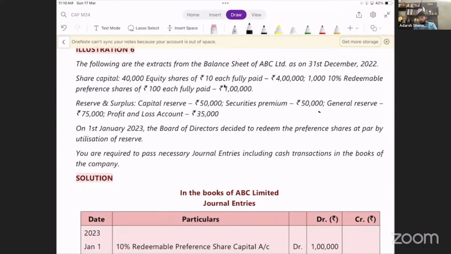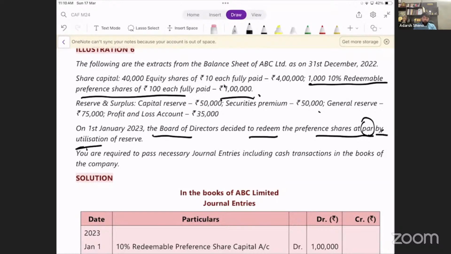Okay, let's go through the question again. At this time, let's mark some important points. First, share capital is given, equity shares are given, 1,000 10% redeemable preferences of 100 each, 1 lakh is there. Then they have told here the board of directors decided to redeem the preferences at par. So the redemption is at par by utilization of reserves. By utilizing the reserves, they are going to create CRR. So there are two options in Section 55. One is to issue fresh shares, and the second one is to use the free reserves to create CRR. We discussed both of these points earlier.